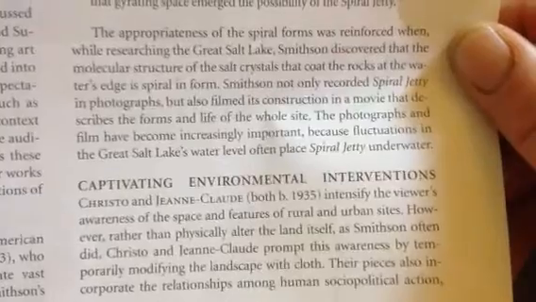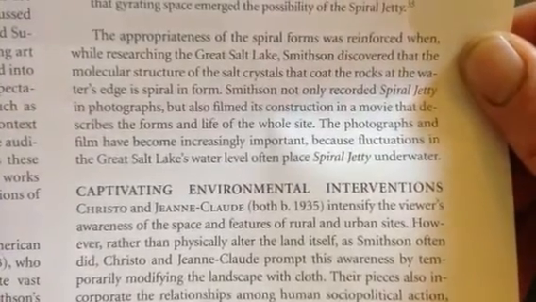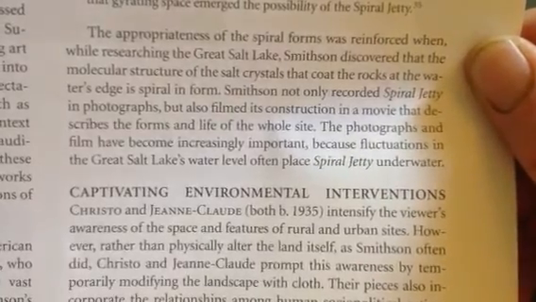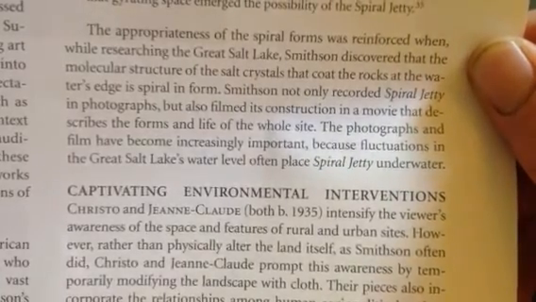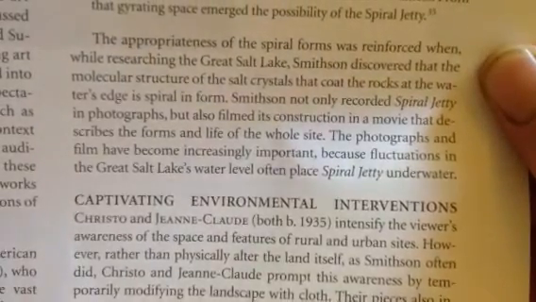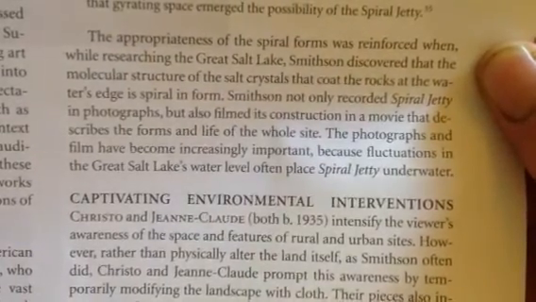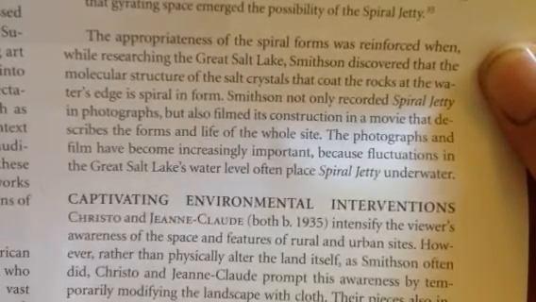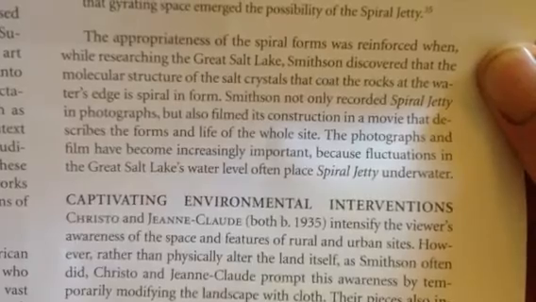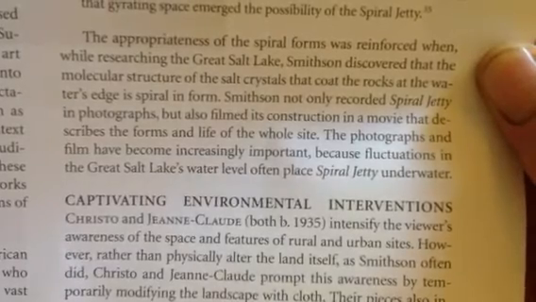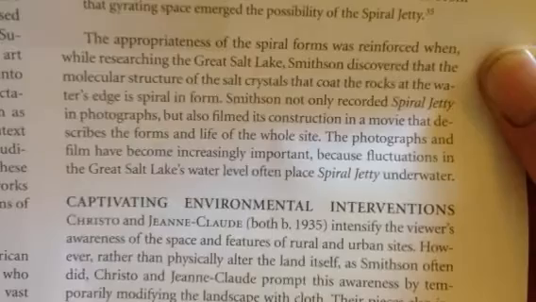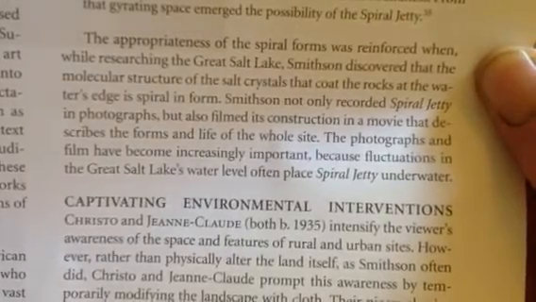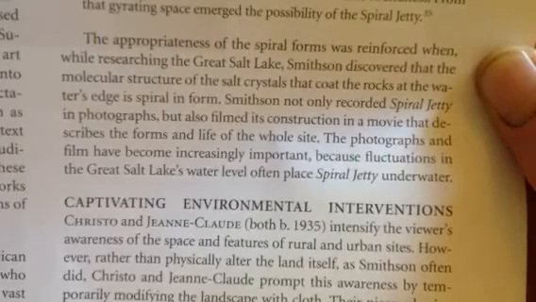The appropriateness of the spiral forms was reinforced when, while researching the Great Salt Lake, Smithson discovered that the molecular structure of the salt crystals that coat the rocks at the water's edge is spiral in form. Smithson not only recorded Spiral Jetty in photographs, but also filmed its construction in a movie that describes the forms and the life of the whole site. The photographs and film have been increasingly important because fluctuations in the Great Salt Lake's water often place Spiral Jetty underwater.